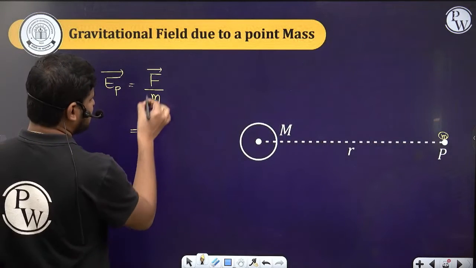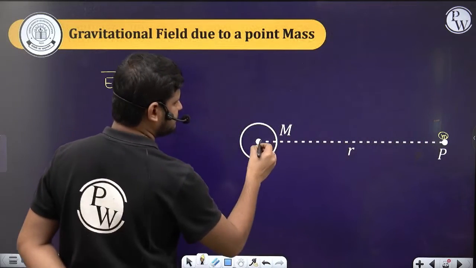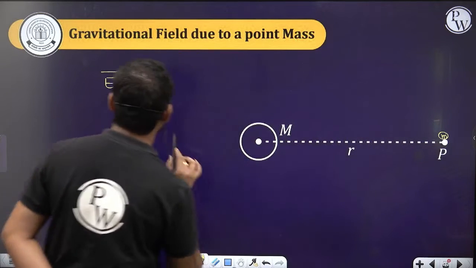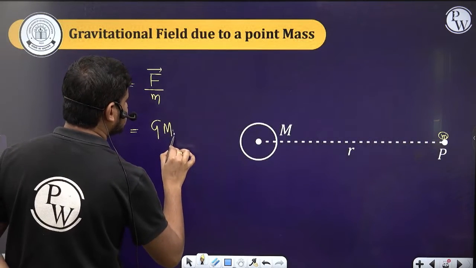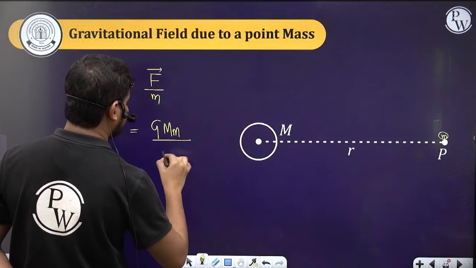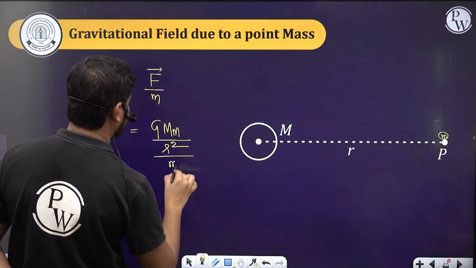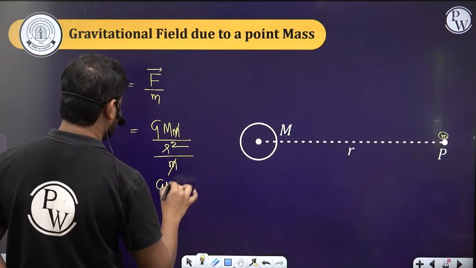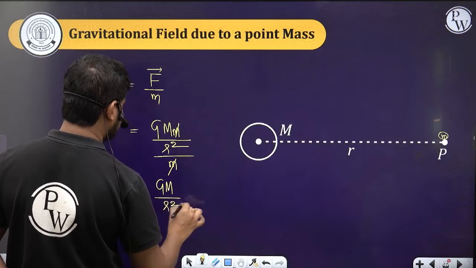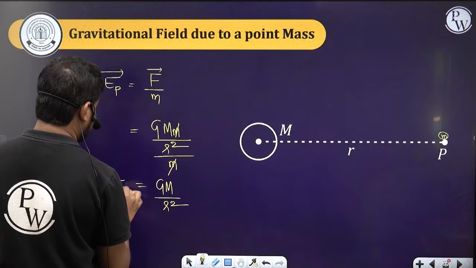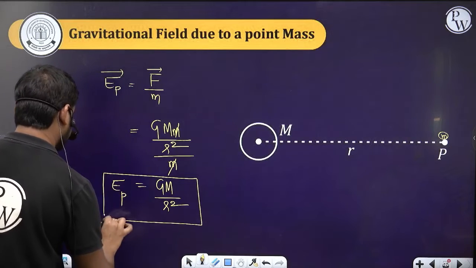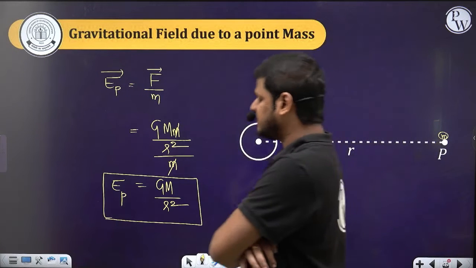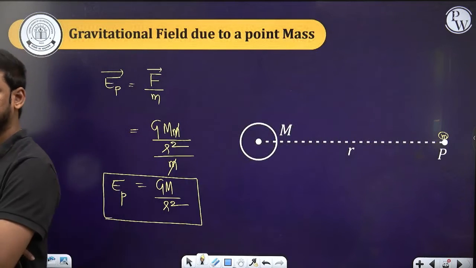So what is the force experienced? We already know the gravitational force between these two: G, capital M, small m, by r square. Dividing by the small m, small m cancels. So the gravitational field intensity at point P is GM by r square. Remember this one. The gravitational field is inversely proportional to the square of the distance between them.